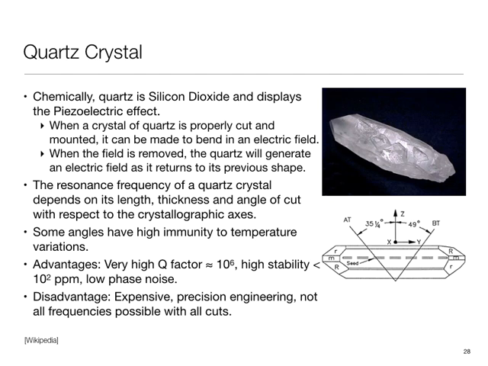Some angles in this crystalline structure have good immunity to temperature variation. So when temperature changes, the crystal expands or shrinks. It's basically a material, and since it expands or shrinks, the oscillation frequency changes. So that's the source of that dependence. Advantage is very high Q factor, very high stability, like 1,000 with 100 ppm very easily, 10 ppm with some modest effort.